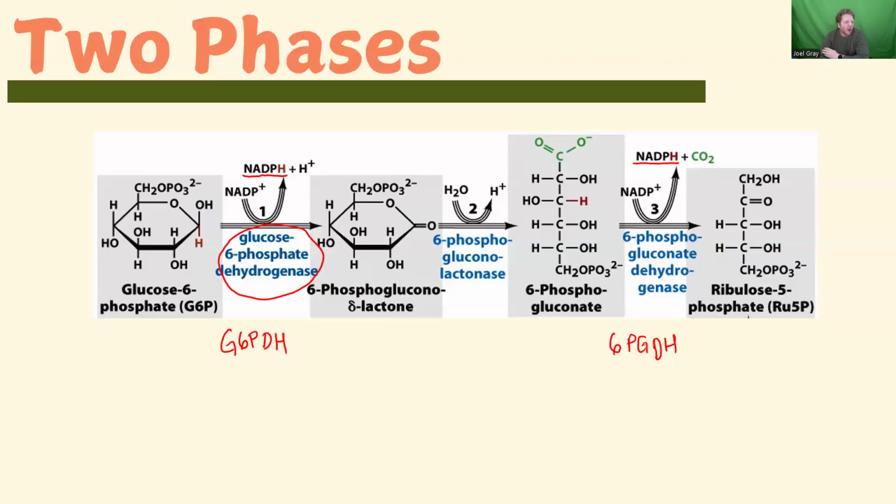Then our next enzyme, this lactonase, what it's going to do is it's going to open up this ring. We've got 6-phosphogluconate, where now carbon number 1 is a carboxyl group. So we're making this an acid. Then what we can do with that is we can go ahead and remove this hydrogen right here, remove our CO2, and convert this right here from a hydroxyl to a carbonyl carbon. And that is done by 6-phosphogluconate dehydrogenase.